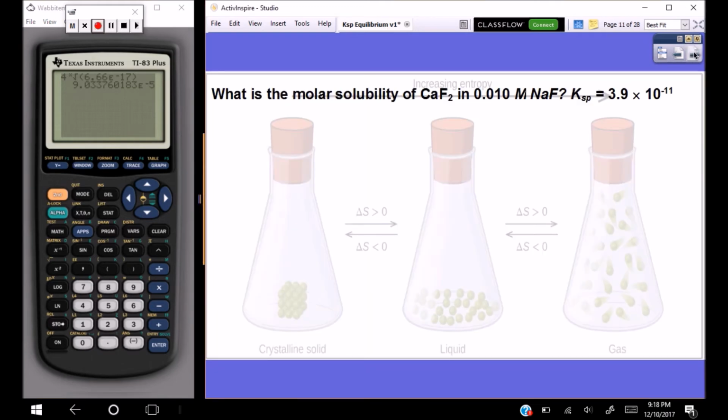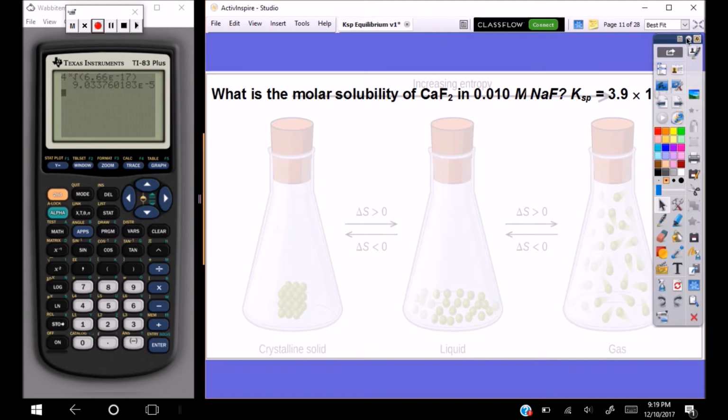This one's tricky. This says, what is the molar solubility of calcium fluoride in a 0.010 molar sodium fluoride solution? And they give me my KSP. So first, let me talk about this one for a little bit. I will have a more formal slide on this in a later PowerPoint. But first, we have to recognize that this is a common ion problem.